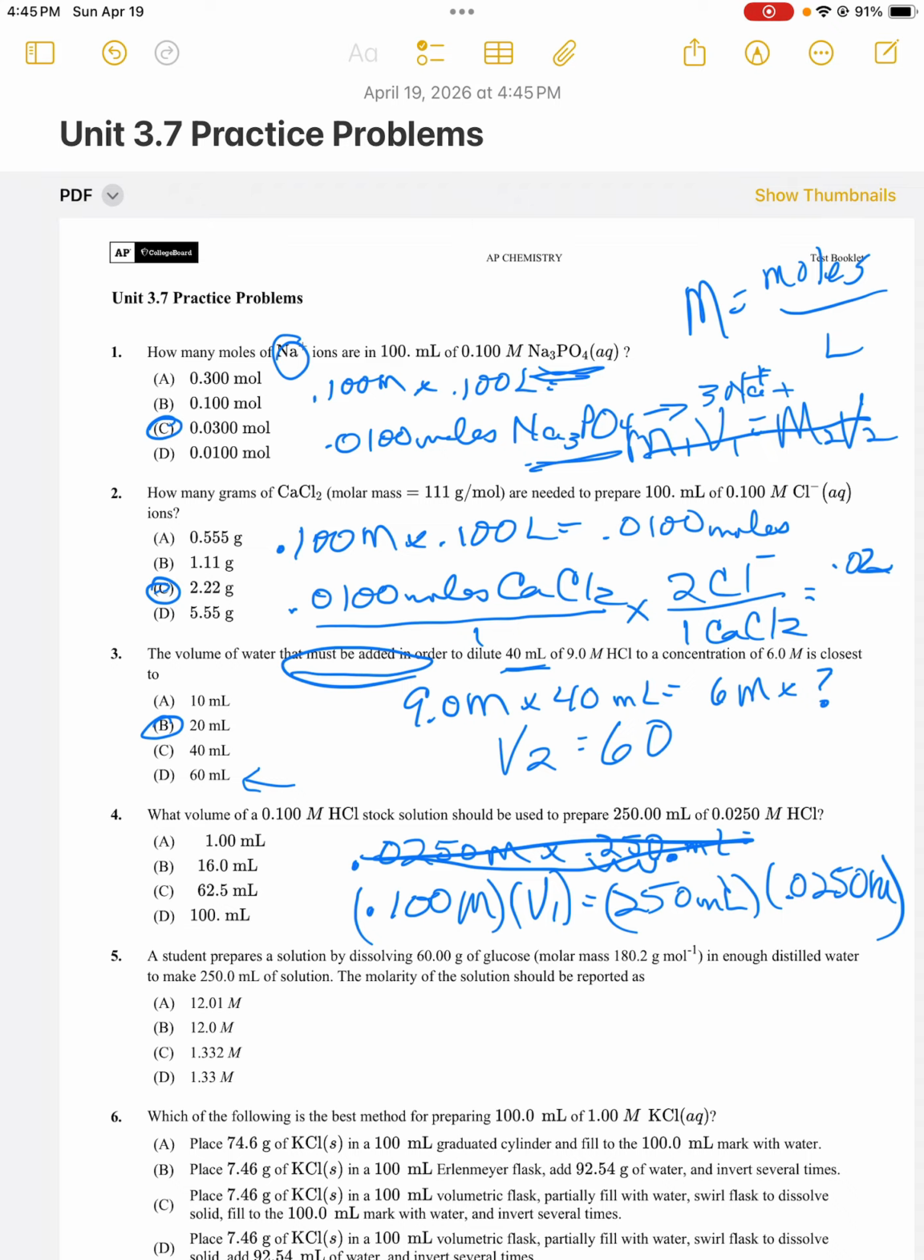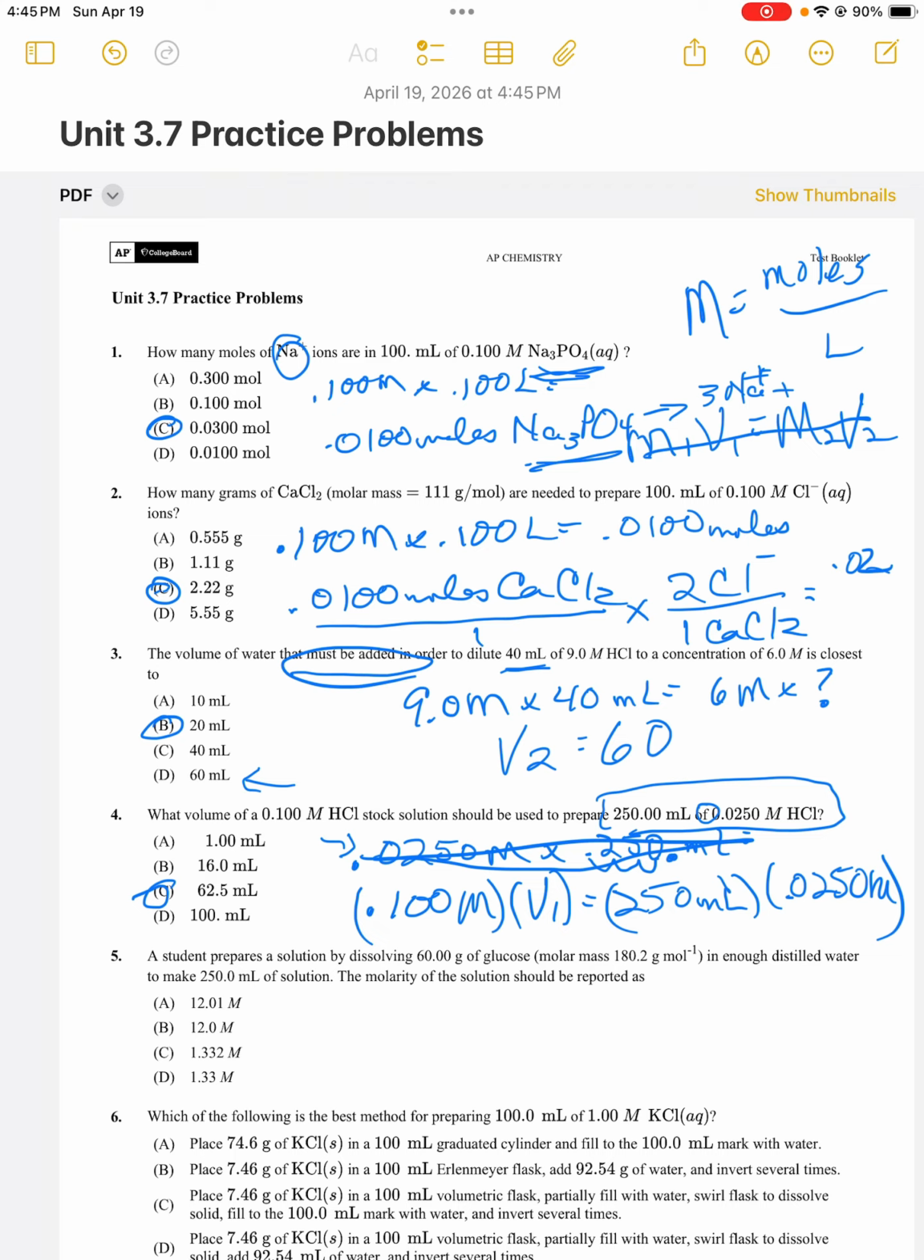Okay, so I'm going to multiply that out. 0.025 times 250 divided by 0.1. I should have been able to do that in my head. 62.5. So I said they'd always be tricky. That one was pretty straightforward. And you see how I started with what really should have been my M2, V2 on the left? It doesn't matter if that's on the left or the right. The main thing that matters is anything that's connected with the word of needs to stay together.